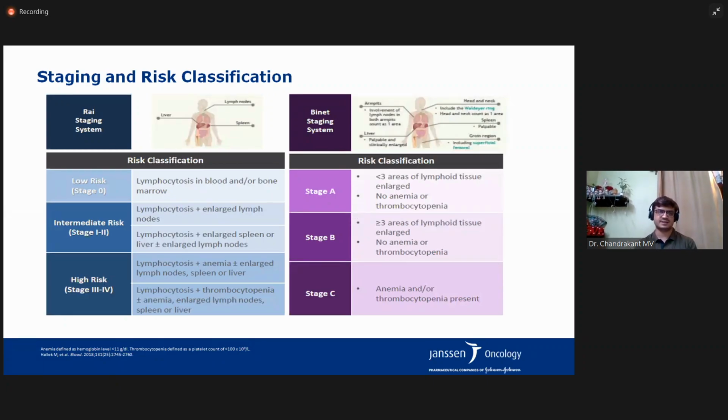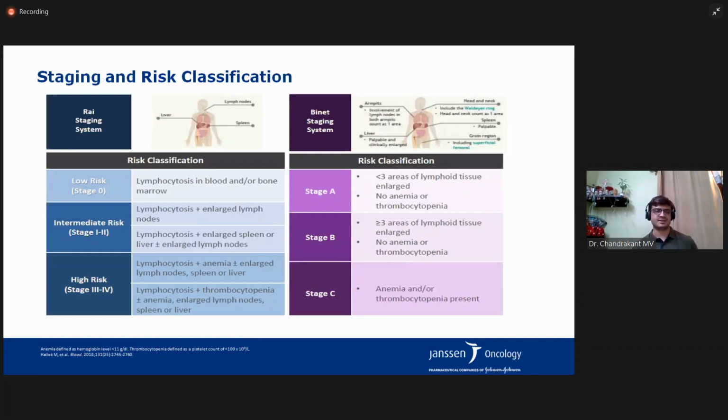So this is the Rai staging. This is how we stage CLL. The Rai staging is quite commonly used, more than Binet. If you look at the Rai staging, just an increase in lymphocytosis without lymphadenopathy is Rai stage 0, whereas stage 1 is when there is lymphadenopathy. Stage 2 is hepatosplenomegaly, that is, the liver and spleen are palpable, stage 3 is anemia, and stage 4 is thrombocytopenia.